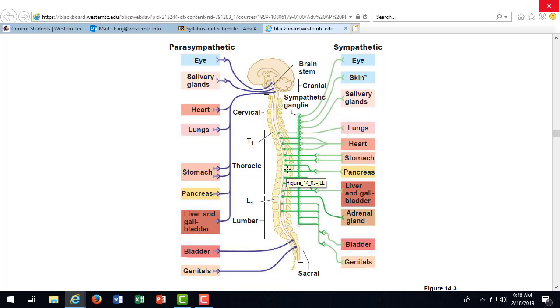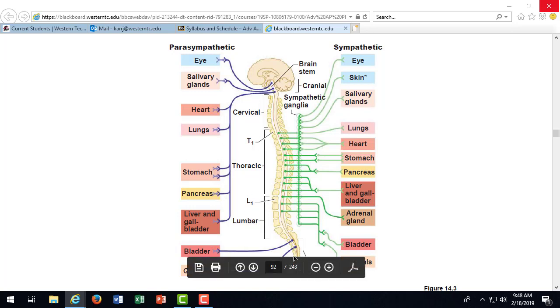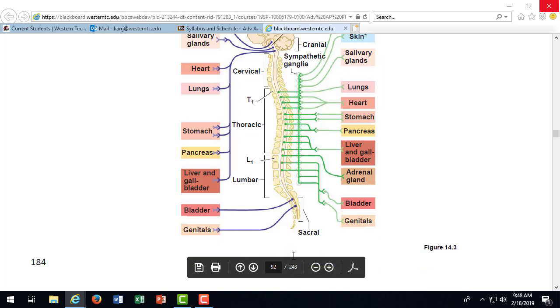Now, sensory neurons, yes, it'll affect sensation going up to the spinal cord, but as far as that response, that is in the craniosacral division. So people can sometimes have impaired sympathetic or parasympathetic activity depending on where the spinal cord damage is.